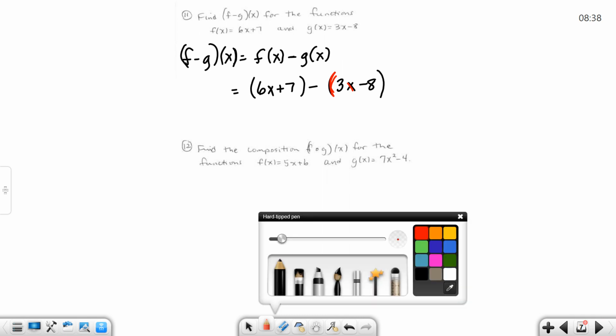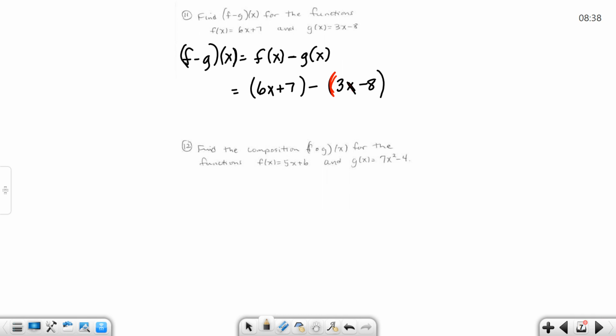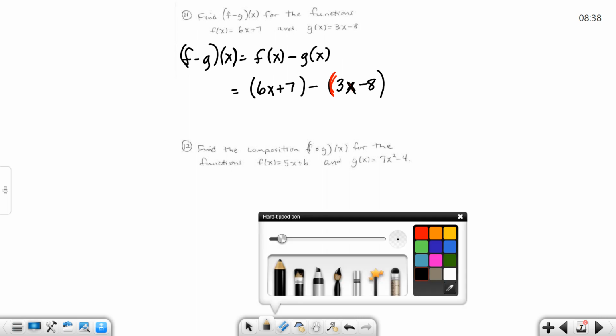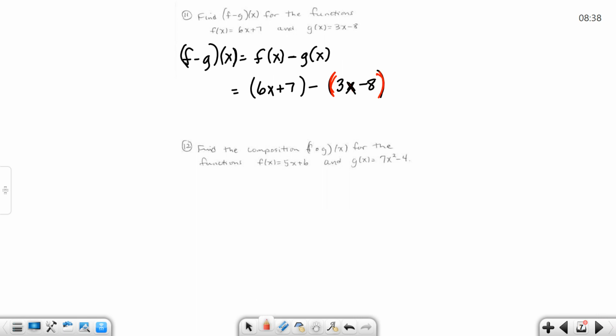And I don't know why it put that red mark on the x. It's just doing funny things. All right. Well, why are those parentheses important? That tells us we have to distribute this negative. That whole function is getting subtracted. So just remove parentheses from the first part.